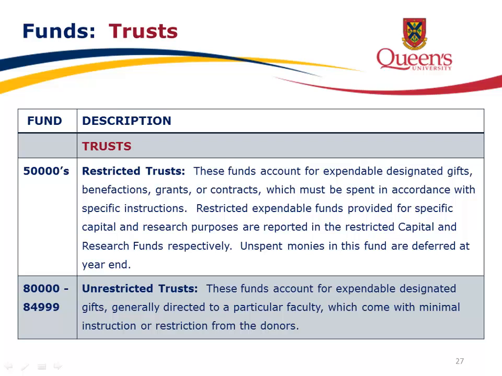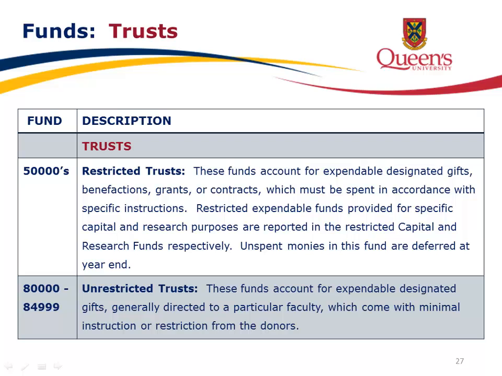Trust funds include both restricted and unrestricted funds. Funds that fall within the 50,000 range are restricted trusts. These funds account for expendable designated gifts, benefactions, grants, or contracts which must be spent in accordance with specific instructions. Restricted expendable funds provided for specific capital and research purposes are reported in the restricted capital and research funds respectively. Unspent monies in this fund are deferred at year-end.